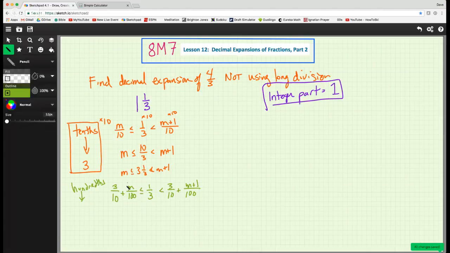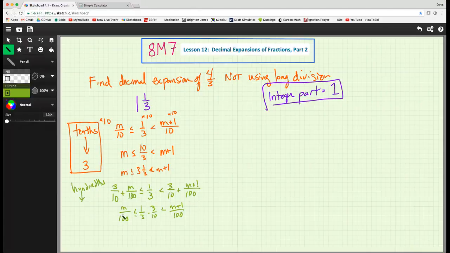Okay, so now we're trying to get this m over 100. We want to get this m by itself. So now we've got to subtract 3/10 from everywhere. We subtract 3/10 from 1/3, 1/3 minus 3/10. We subtract 3/10 from this piece, and we get m plus 1 over 100.